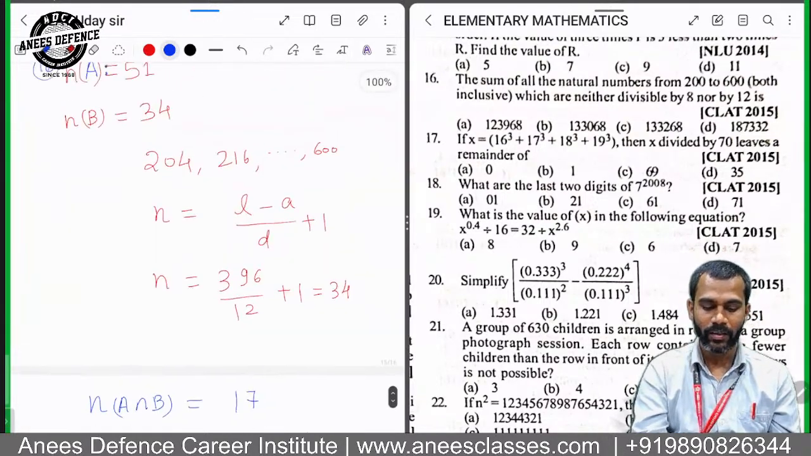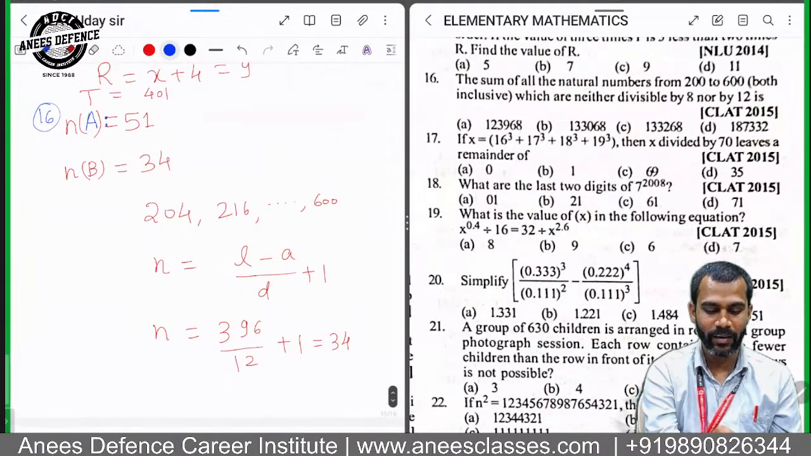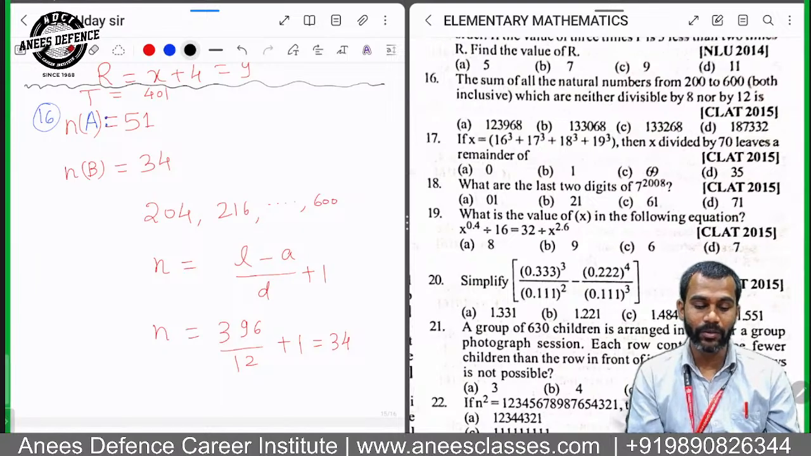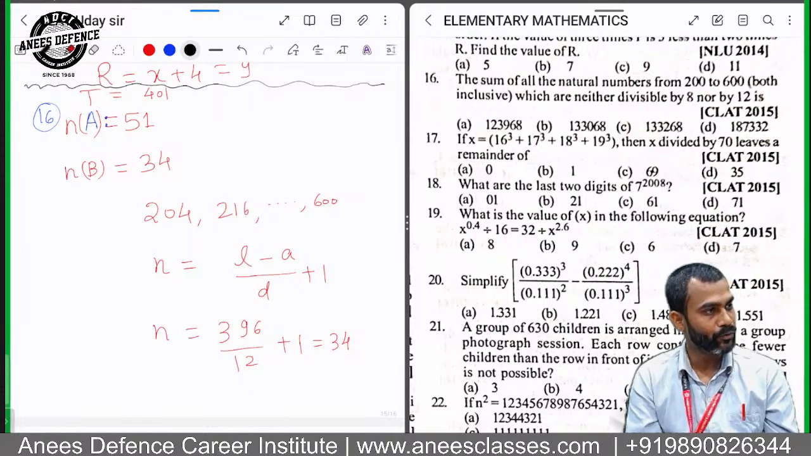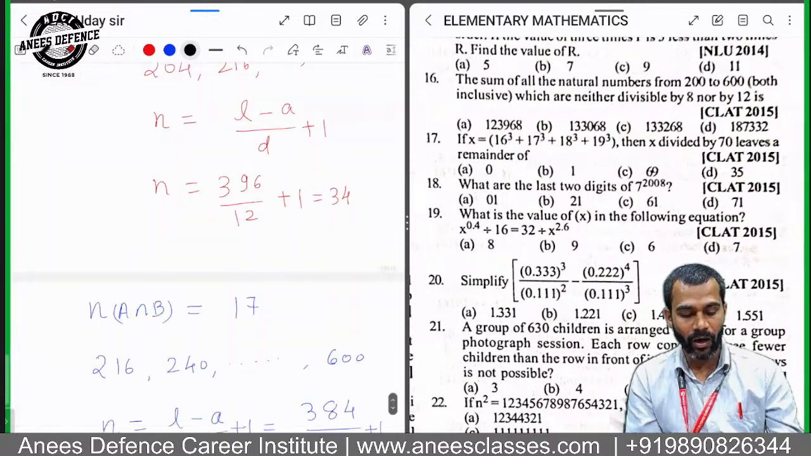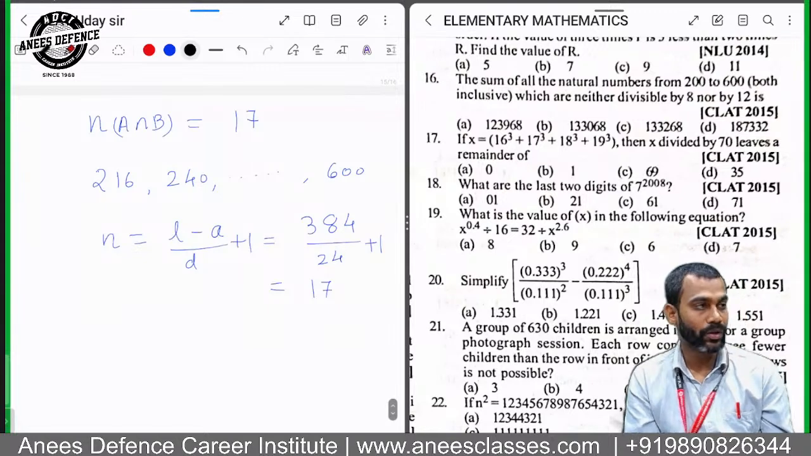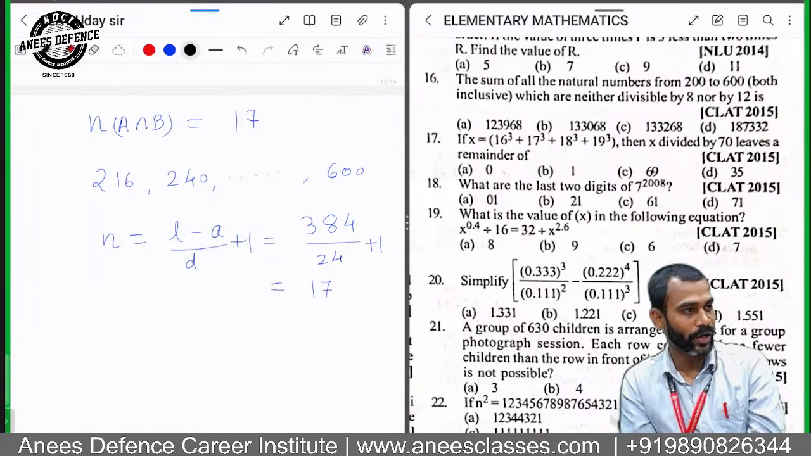Now we have got the total number of numbers which are divisible by 8 only, that is 51, and the total number of numbers which are divisible by 12 only, that is 34. So we write N of B as 34. And now this is nothing but the number of numbers which are divisible by both, 17.